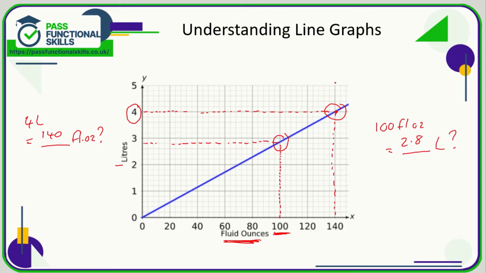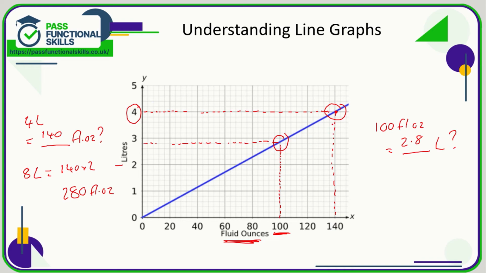So sometimes we can use line graphs to convert from one measurement to another. You could be asked a question where you are asked, how many fluid ounces is 8 litres? And you're thinking, well, that's impossible because the graph only goes to just above 4 litres. We can see from the scale it goes up to 5. Well, if we know that 4 litres is 140 fluid ounces, then 8 litres is double 4 litres. So if 4 litres is 140, then 8 litres is going to be double 140, in other words, 280 fluid ounces.